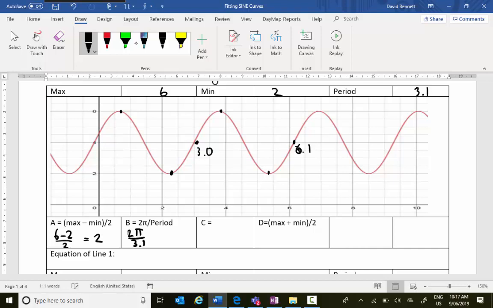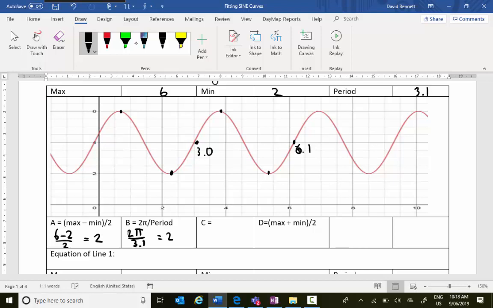Our B value, from the period of the wave, is going to be 2 pi divided by 3.1. If I go to my calculator and do that, 2 times 3.14, divide that by 3.1, that's going to give me an answer like 2. So I'm going to use 2, but you could actually write it as 2 pi over 3.1 if you wanted to.